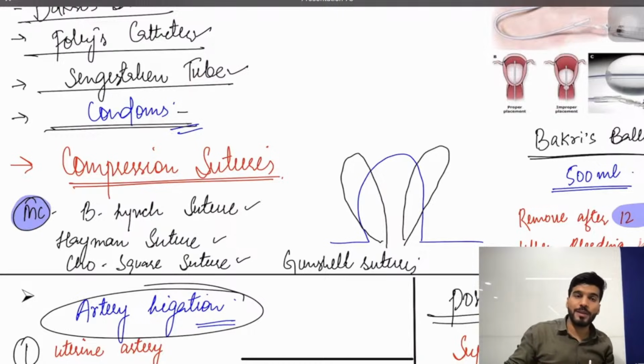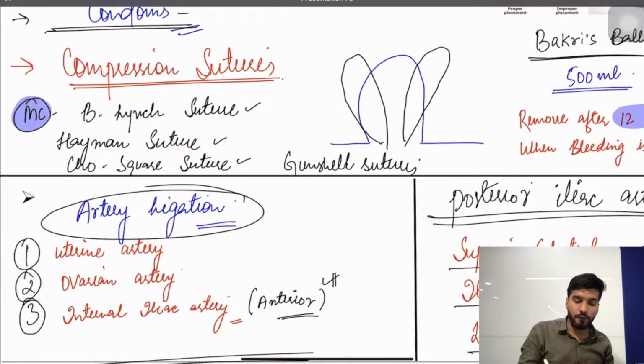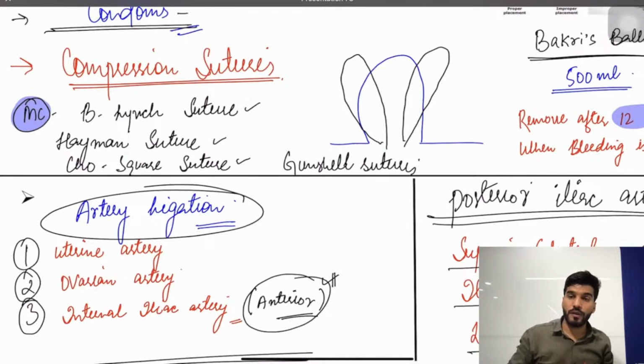Even after the compression sutures, if the bleeding has not stopped, you go with artery ligation, and the order of the artery ligation should be uterine, followed by ovarian, followed by internal iliac artery. Which branch of the internal iliac artery? I'm going with the anterior branch of the internal iliac artery.